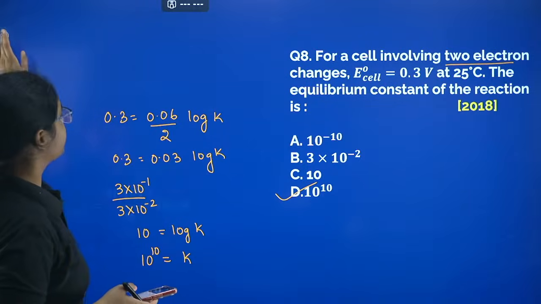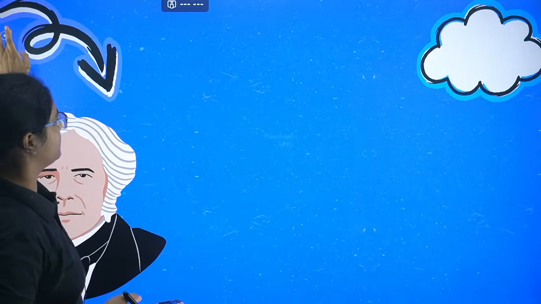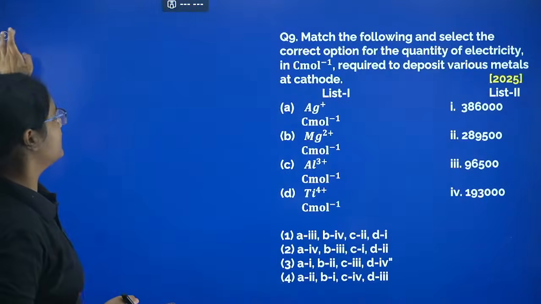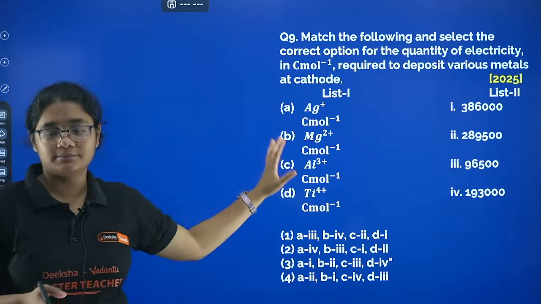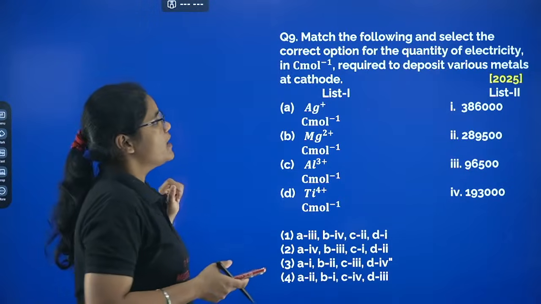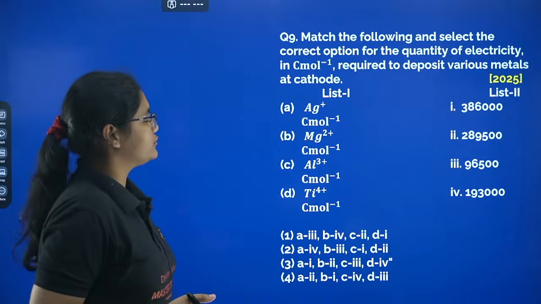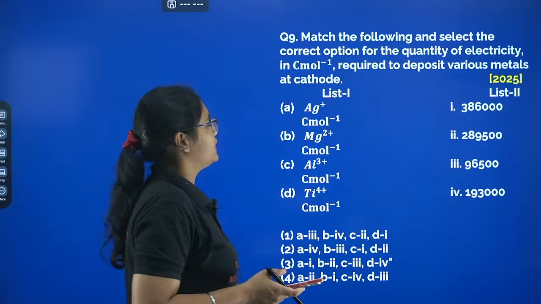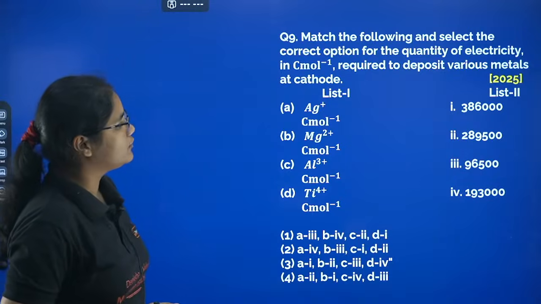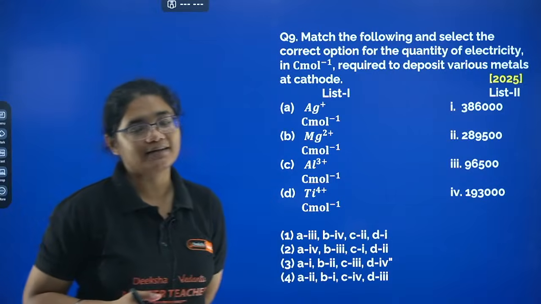Okay, moving to the 9th question. Here we will be going to the next topic, that is Faraday's law. This is a very simple question from 2025. Match the following and select the correct option for the quantity of electricity in coulomb per mole required to deposit various metals at the cathode.